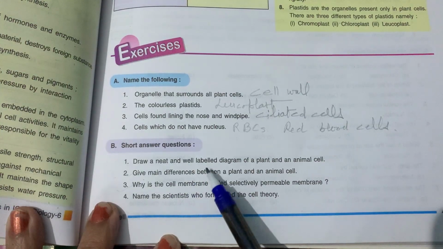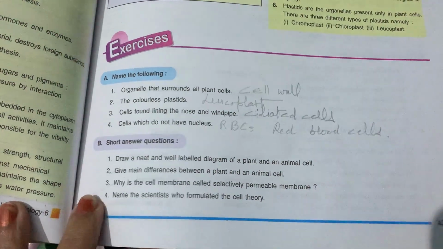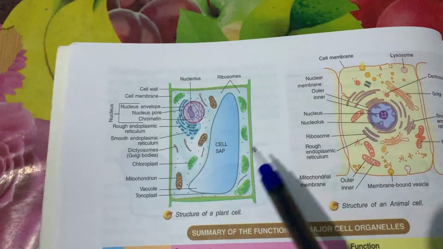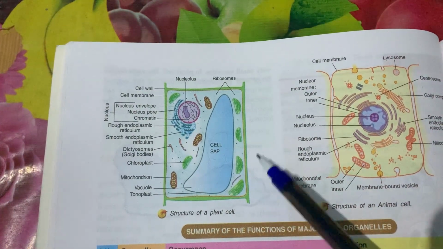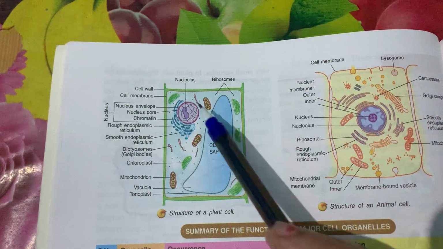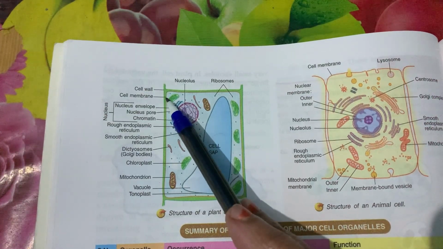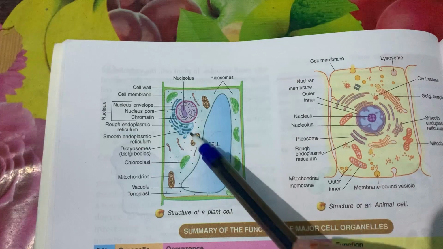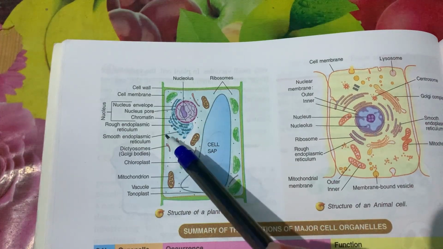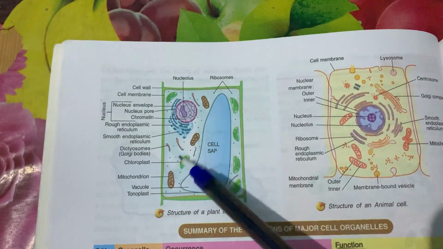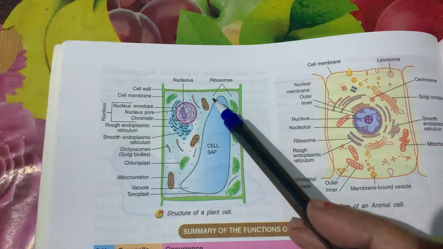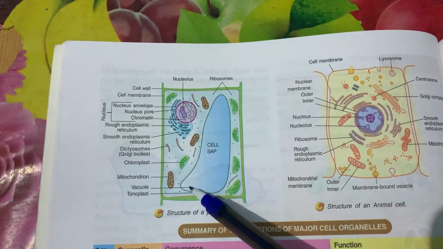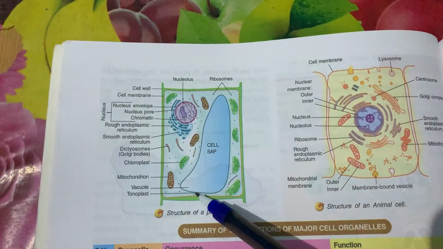Draw a neat and well-labeled diagram of a plant and animal cell. Here you can see the diagram. This is the plant cell wall, the outer cell wall, and the inner cell membrane. This is the nucleus, the small dotted field is the cytoplasm content. In the cytoplasm, cell organelles are embedded, and small ribosomes are there. This is the large vacuole. The membrane of the vacuole is known as tonoplast.